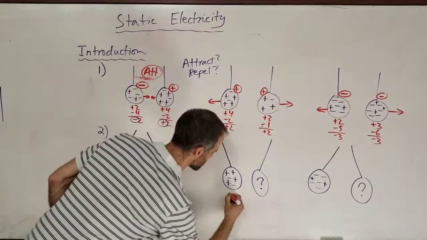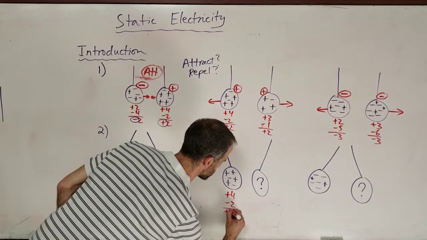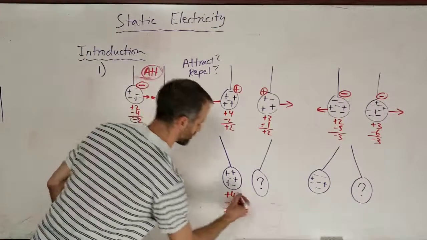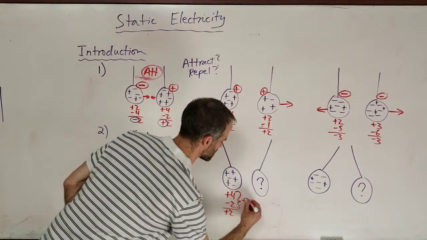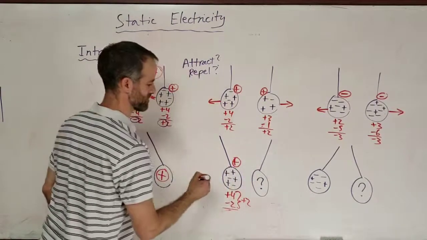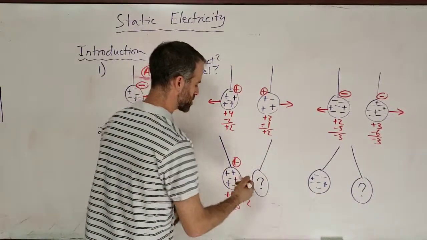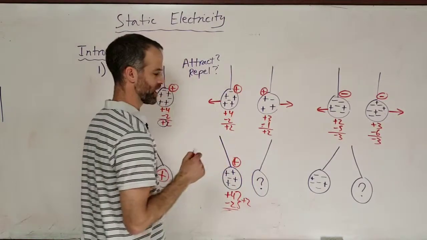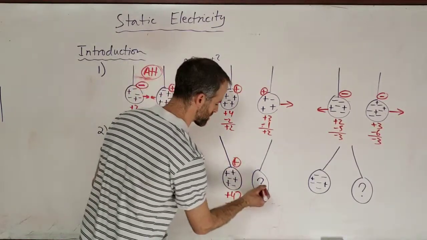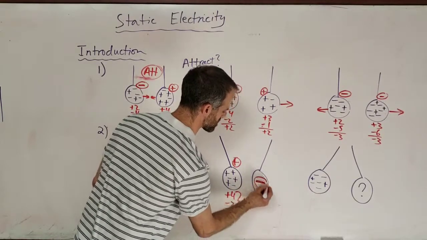Okay, +4 -2, that gives me an overall charge of +2. Okay, I know that that is positive. They are doing what? They are attracting. Opposites attract. Therefore, this one must be negative is the answer.